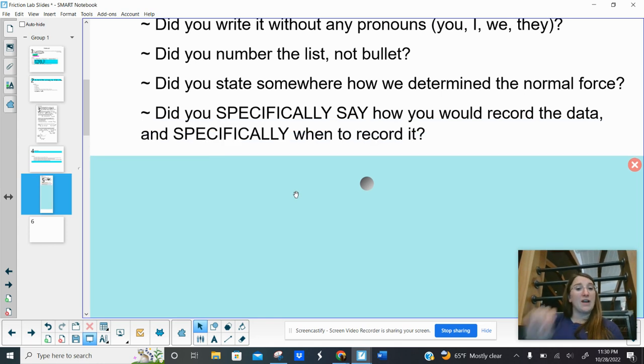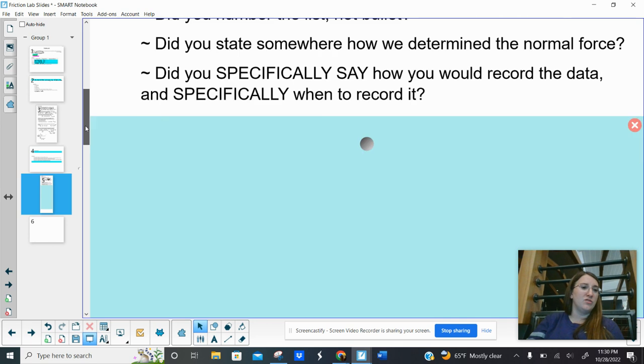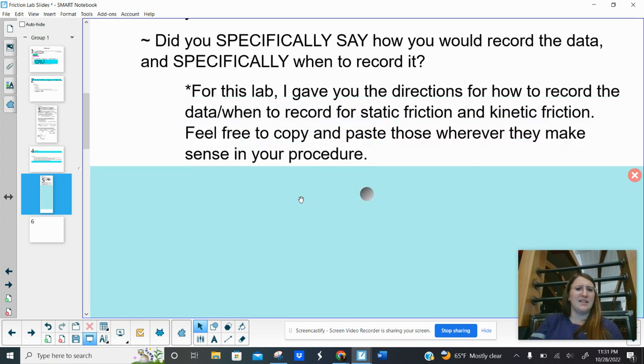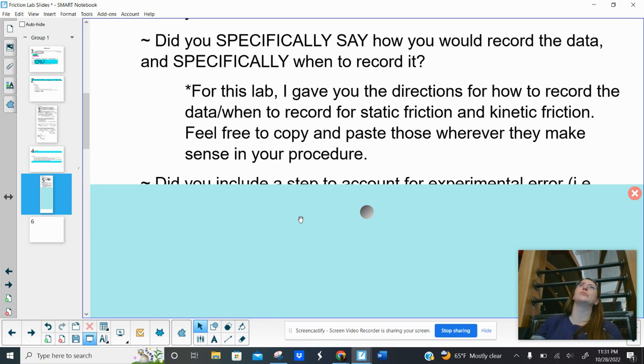Now you guys have to be careful with this. Did you specifically say how you would record the data and specifically when to record it? On your last lab, a lot of you guys just said, let the car go. And then didn't say what to do to record data. Some of you even said let the car go and drop sugar packets. Well, what are you recording and when?